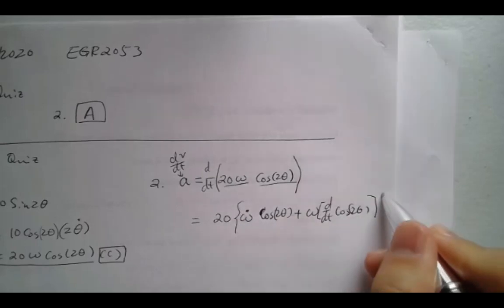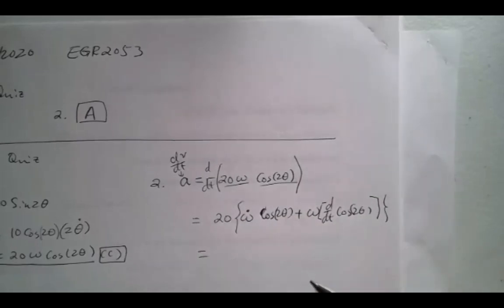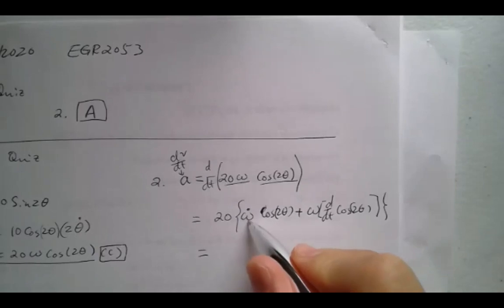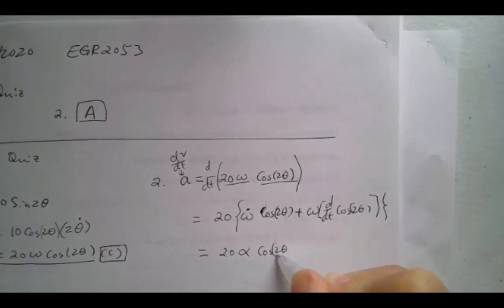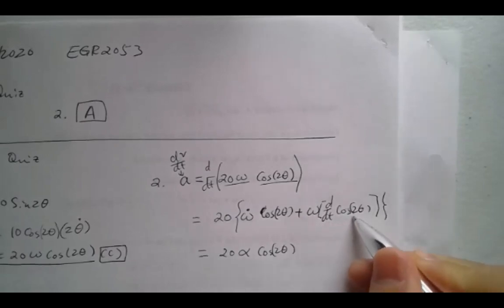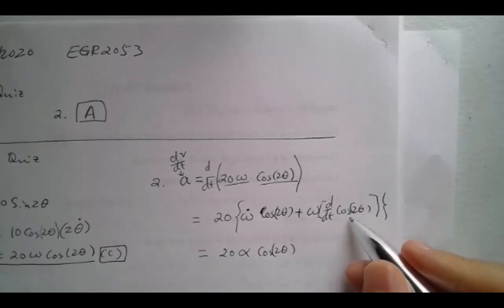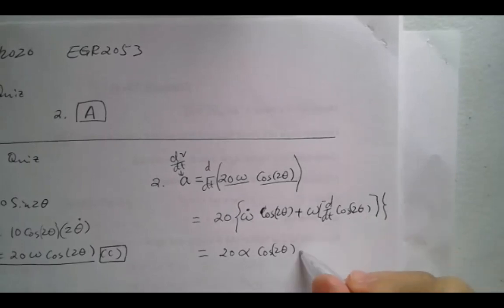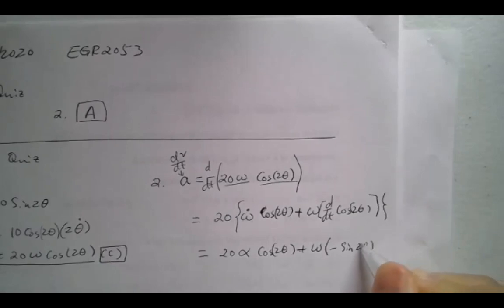And then all this goes together with 20 in front. So then omega dot is alpha, 20 times alpha cosine of 2 theta. Now you are doing the derivative of cosine, it becomes minus sine. So this becomes plus omega, inside here is minus sine 2 theta. Then you'll be doing the chain rule again, derivative of 2 theta, so 2 times theta dot.